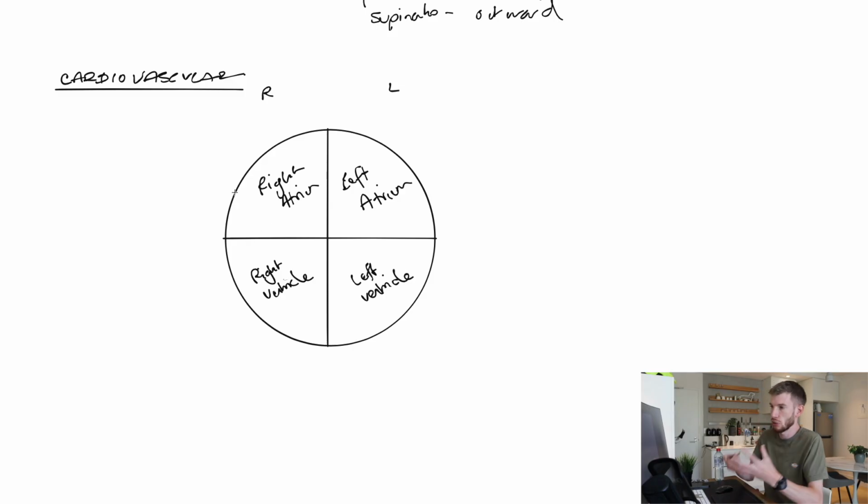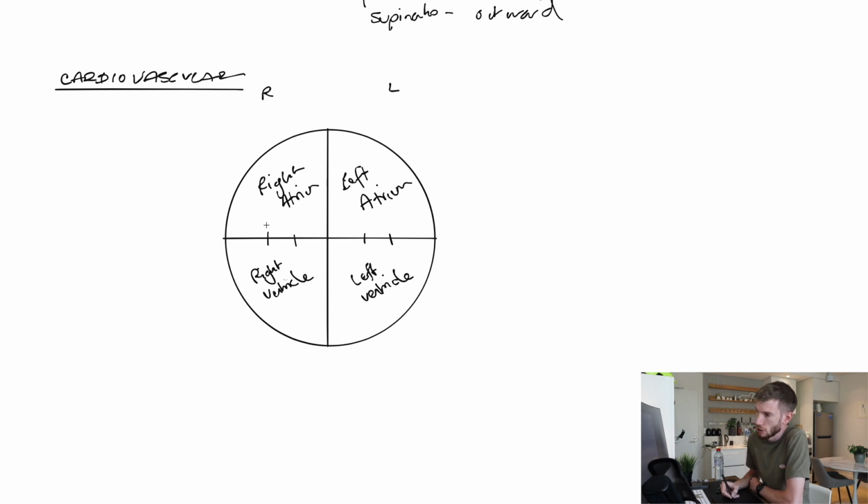So then the next thing is we need to allow blood to be able to transport between them, but not between everything. So we have to have valves that open and close. So we have a valve between the right atrium and the right ventricle, and we have another valve between the left atrium and the left ventricle, like this.